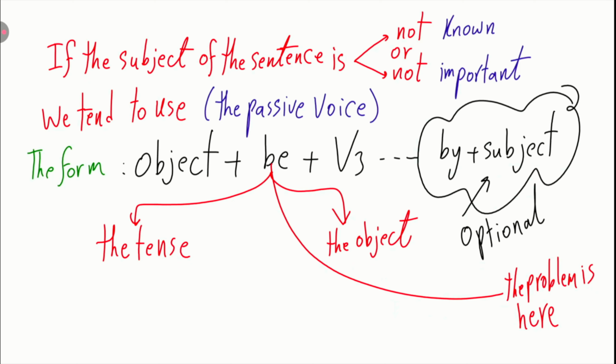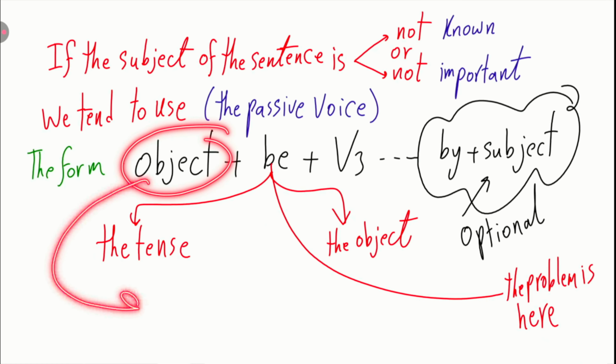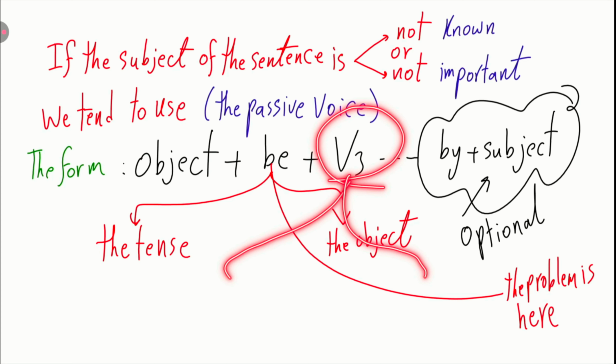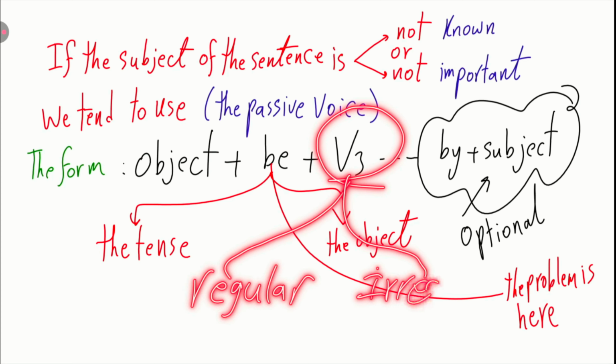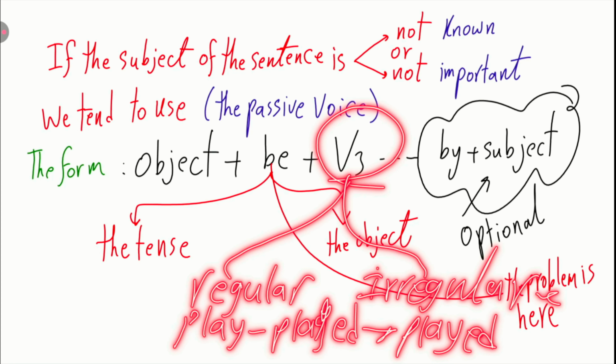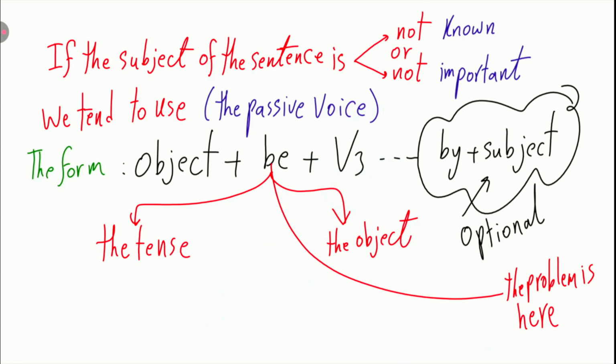The problem here, my friends, is with be. For example, finding and determining the object is easy. Putting the object at the beginning of the sentence is not a big problem. For verb 3, as we all know, we have two types of verbs, regular verbs and irregular verbs. For regular verbs, we add ed, like play, played, verb 2 and verb 3, played, the same. Talk, talked, talked. For irregular verbs, we have to memorize them. The problem is with verb to be.